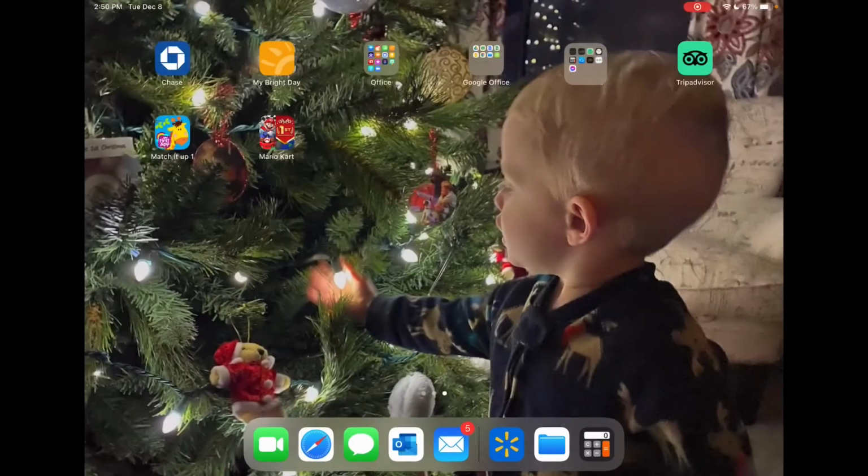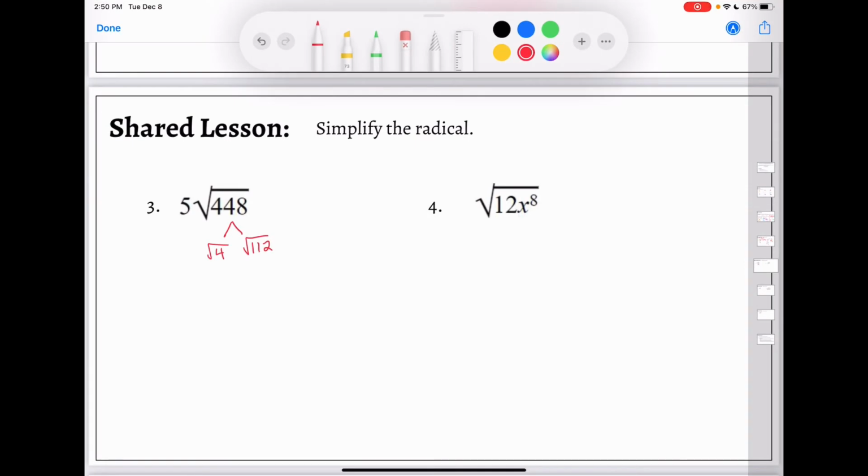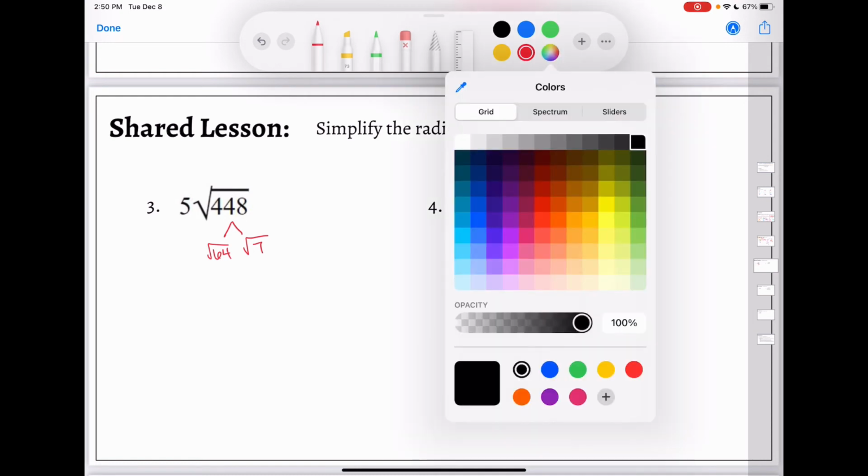So what I want to do then is I could do the 4 times 112, but I'd have to keep going. So instead, what I'm going to do is the square root of 64 times the square root of 7. Now I have found the largest perfect square in there. And that's how you can use your calculator to help you out.